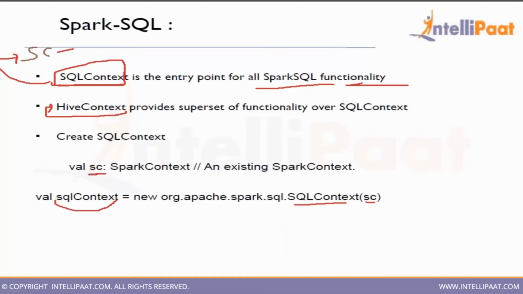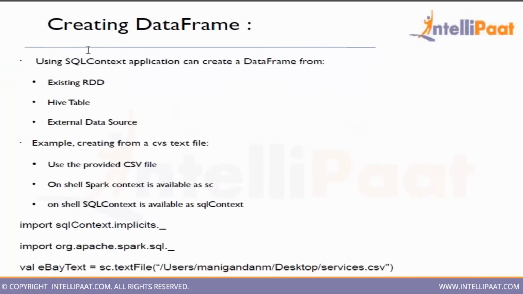So remember that SQL context is the entry point for our Spark SQL functionalities, right? Now creating data frame. Using the SQL context, an application can create a data frame either from an existing RDD, or from a Hive table, or from some external data source, or from some external file also, like a CSV file or maybe some JSON file. You can create a data frame, right? So example, creating from a CSV text file. Use the provided CSV file on shell. Spark context is available. Create the SQL context.